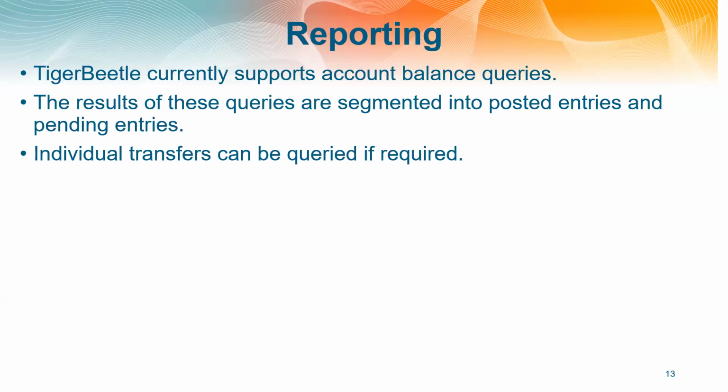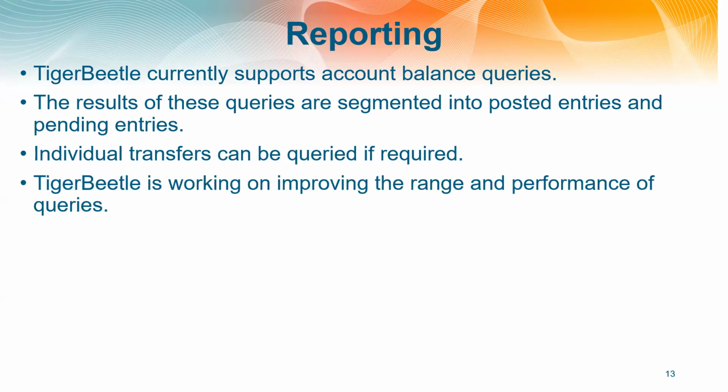This is important for us because one of the things that we definitely don't want to be doing is doing queries on individual transfers and summing them up in order to arrive at a balance. So it's important for us to be able to derive the various components of the balance quickly and simply from balances, and not from querying the individual transfers. TigerBeetle, I should say, is working on improving the range of performance of queries, so we can expect that to get better than it is at the moment. But we think that the situation as it is at the moment is sufficient for our purposes.